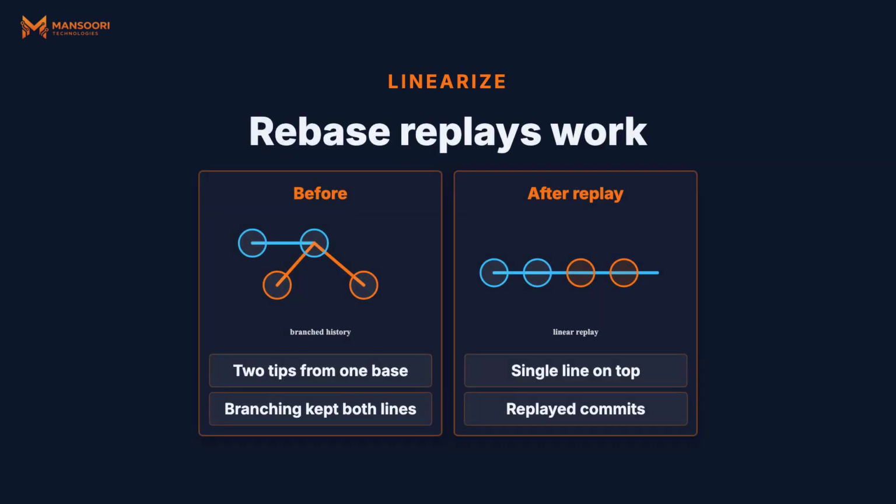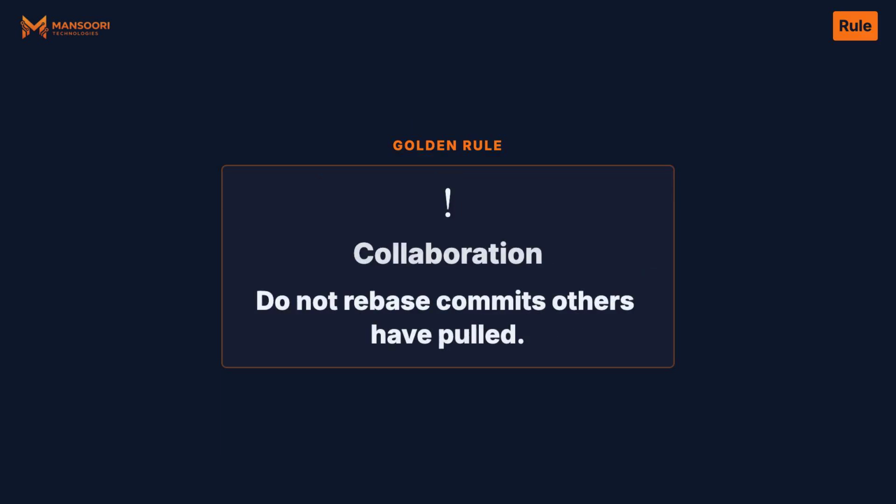Rebase replays your commits on top of a new base. You get a straighter line, but those replayed commits are new objects with new hashes. Never rebase commits other people have already built on, you rewrite their foundation. The golden rule is simple. If it is already out in the world on someone else's machine, do not rewrite it with rebase. Use merge or revert so collaboration stays coherent.